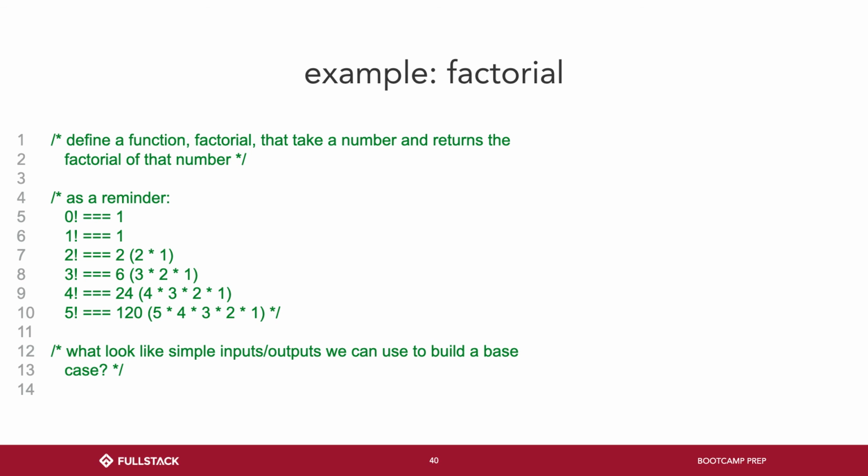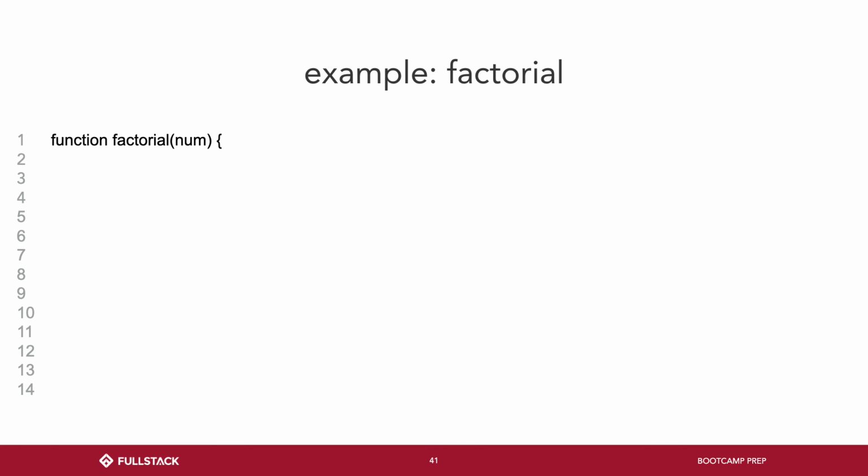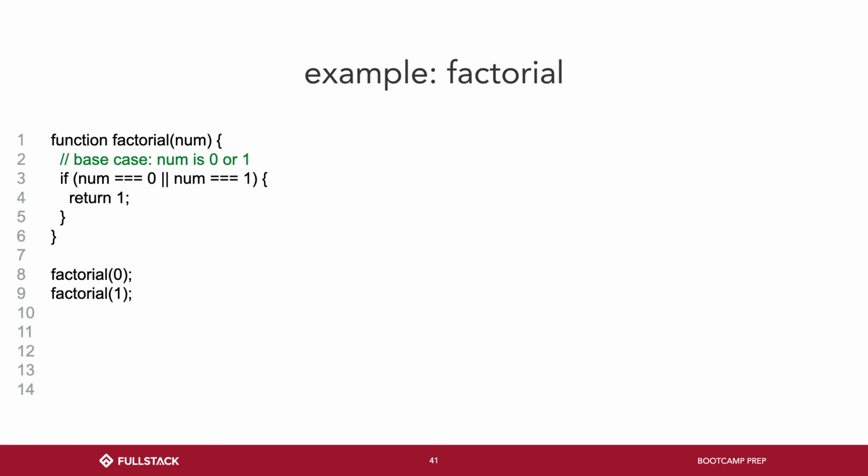So what looks like a simple input-output that we can use to build our base case, right? The 1. If num is equal to 0 or equal to 1, we return 1, okay? So factorial of 0 and factorial of 1 will give us 1, okay? This is how we should start.